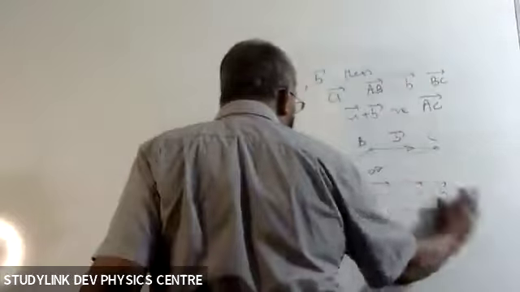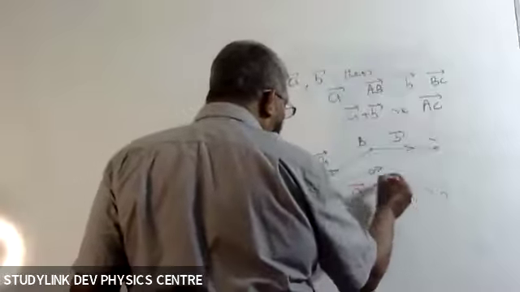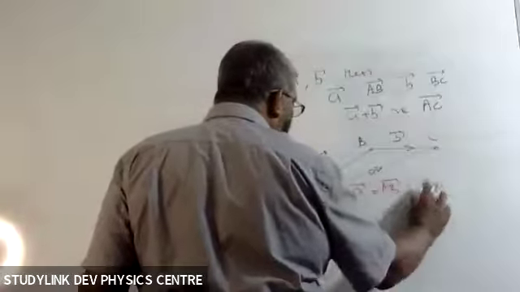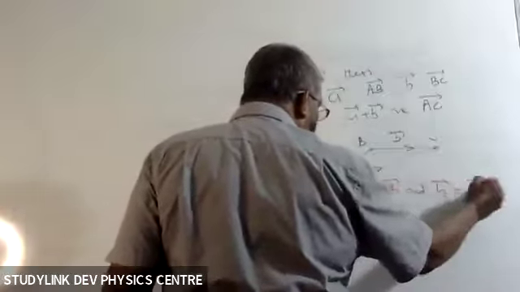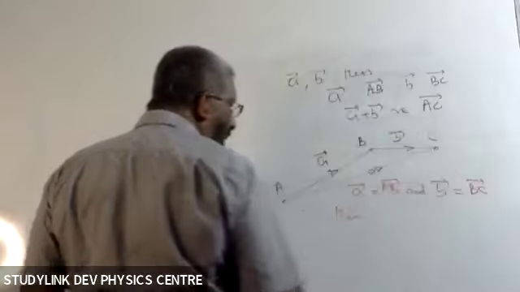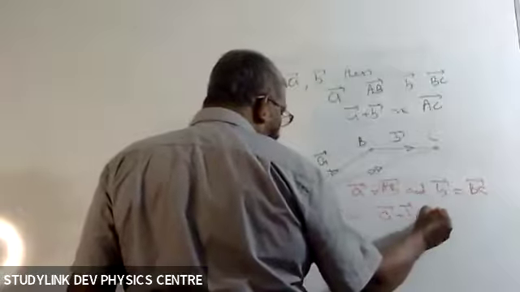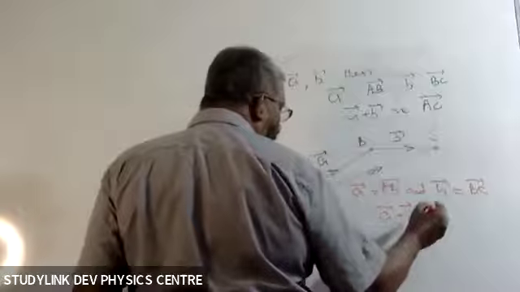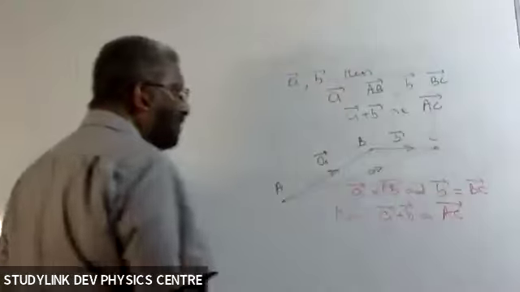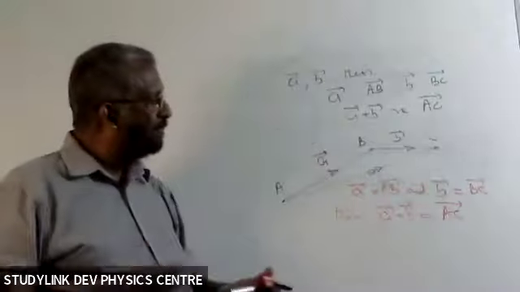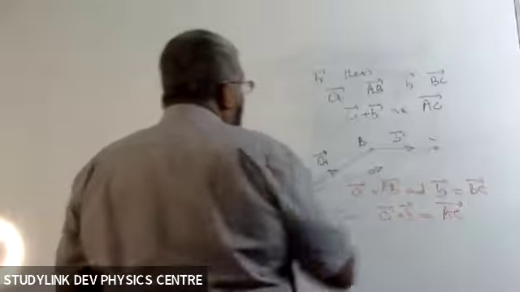That means vector A is represented by AB and vector B is represented by BC. Then the addition of A plus B is represented by vector AC. Draw and write it. This is not needed. These are not needed.